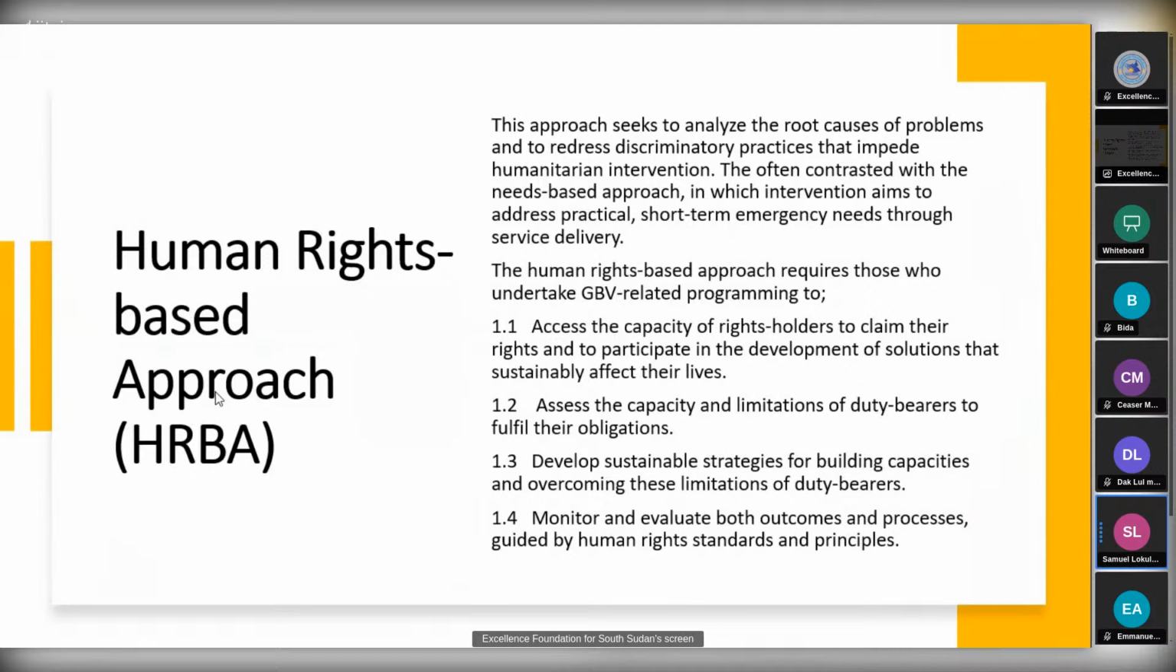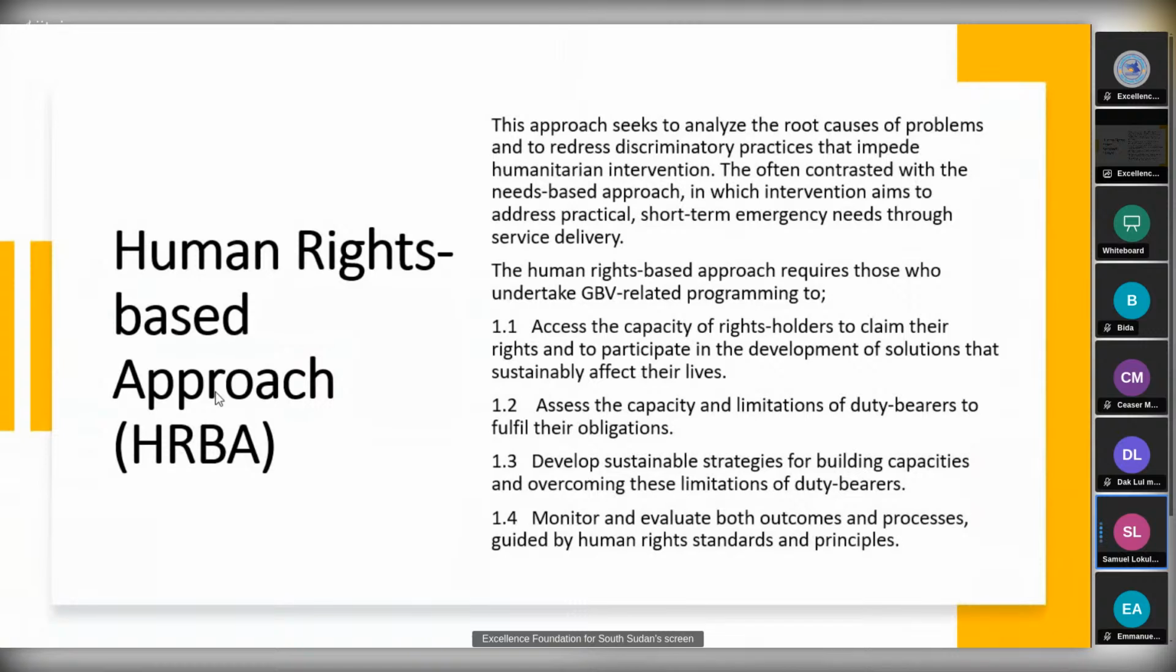So when you are taking this approach, there is something you need to understand: it requires you to take some measures to achieve this human rights-based approach. One of it is bullet number one: assess the capacity of right holders to claim their rights and to participate in the development of solutions that affect their lives in a sustainable way.